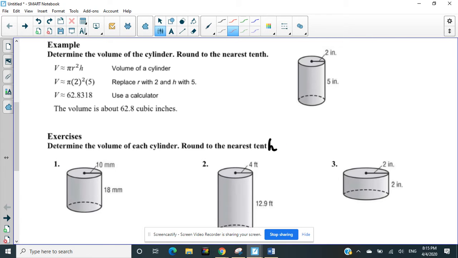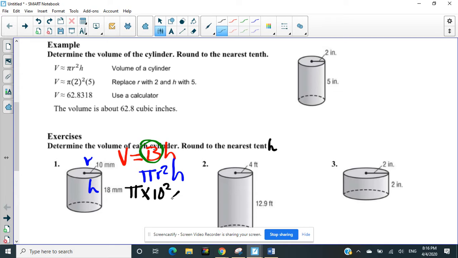Okay, so notice that the formula was area of the base times the height, where the capital B represents pi r squared, times the height. So we're going to be using that. Now, notice that in our cylinder, we are given the radius and we are given the height there. So we're basically going to just substitute each value. So pi, we bring it down, times the radius is 10 squared, or to the second power, times 18.